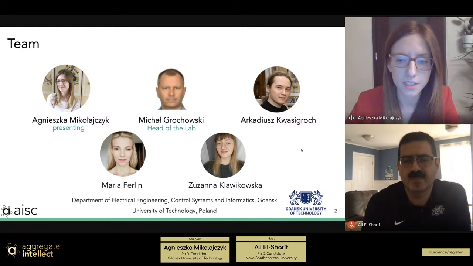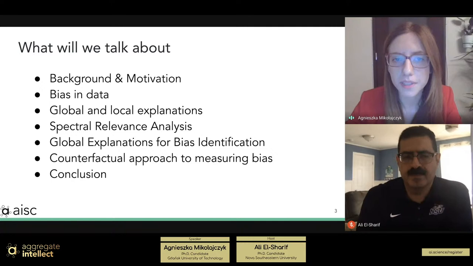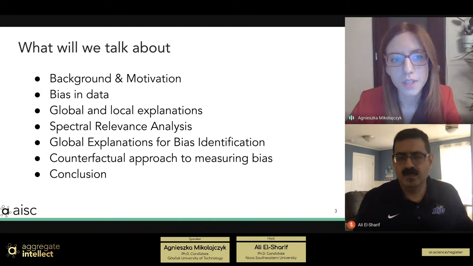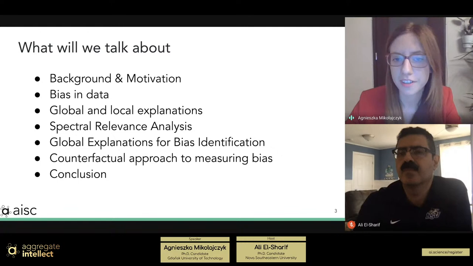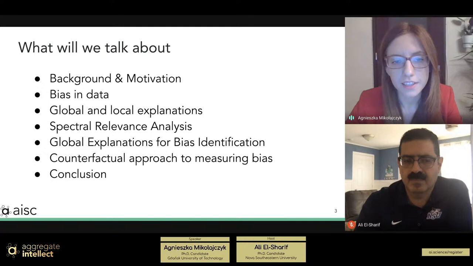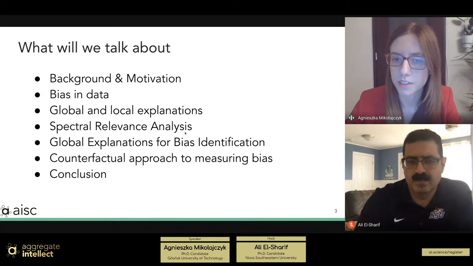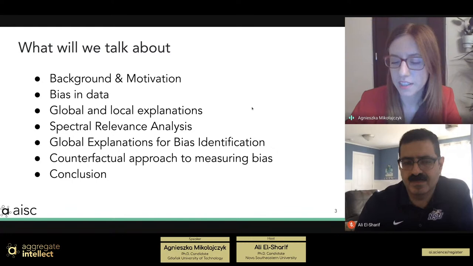At first, I would like to tell you a little bit about the background and our motivation towards this study. Then I will move on to explaining the bias in data and briefly about global and local explanations. Finally, I will talk about spectral relevance analysis, the method of global explainability, and then global explanations for bias identification, the main subject of this presentation. Finally, I will talk about counterfactual approach to measuring bias and conclude my whole presentation.